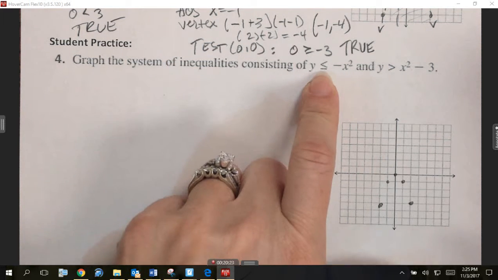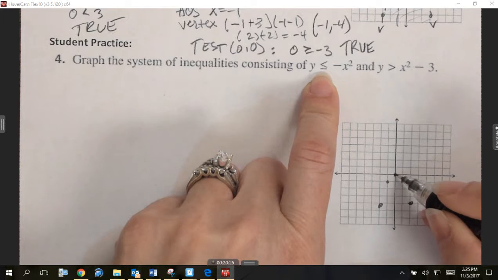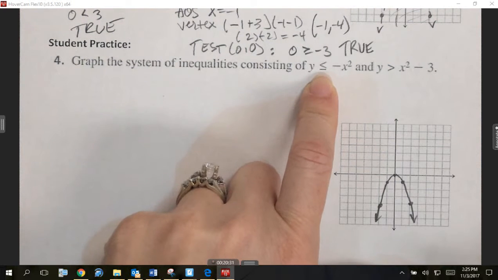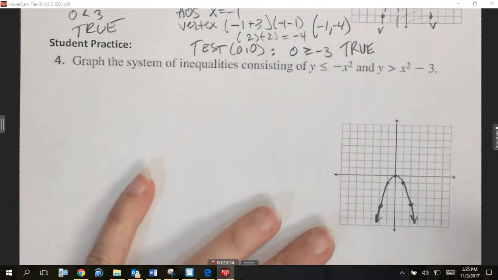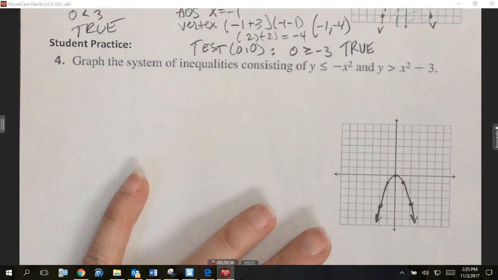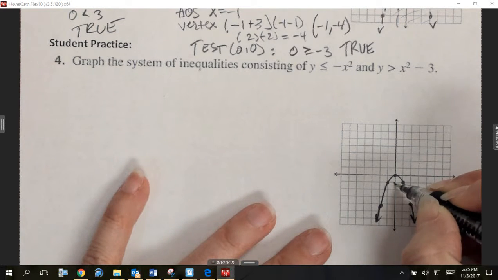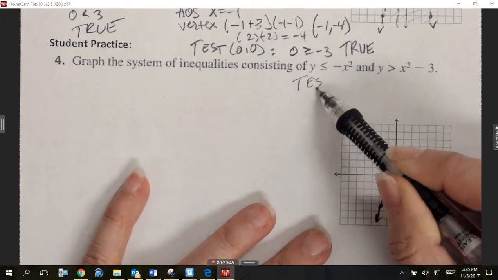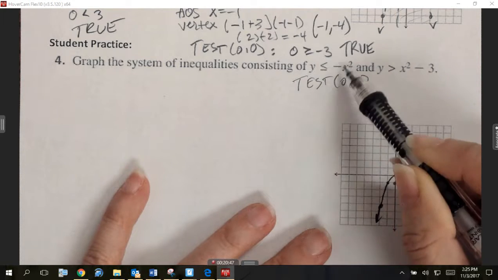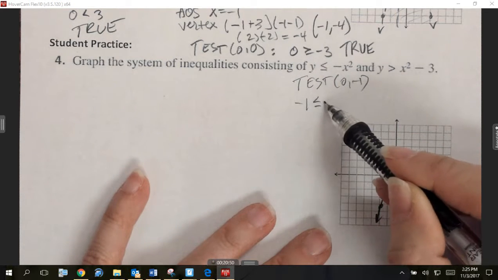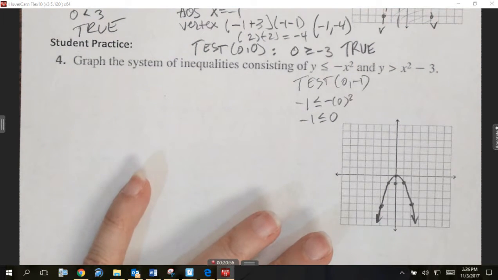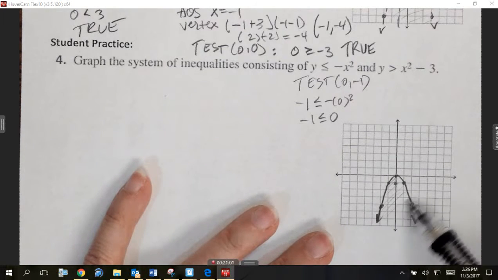Is it dashed or solid with that equals? Solid. Can I test 0, 0? No, I cannot. I feel like testing 0, negative 1. That's what I feel like testing. So I'm going to test 0, negative 1. So I'm going to plug in negative 1 for y, plug in 0 for x. Get negative 1 is less than or equal to 0. Is that true? Yes, it is. So I would shade in here, but I'm not darkening it yet.